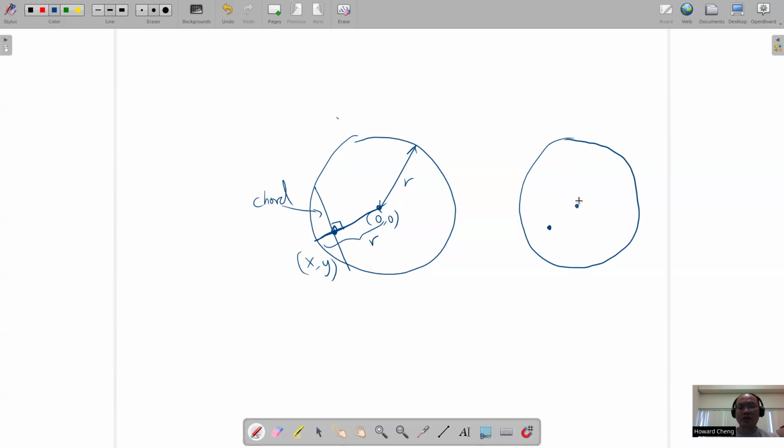Actually there are other chords, there are many other chords. You can, for example, just go here and go this way, right? Or you can go here and then go some other way. Okay, but these are not the shortest chord. The shortest chord arises from drawing a line from the center of the circle to your point and then going perpendicular. Okay, so that's the first thing that you have to remember.